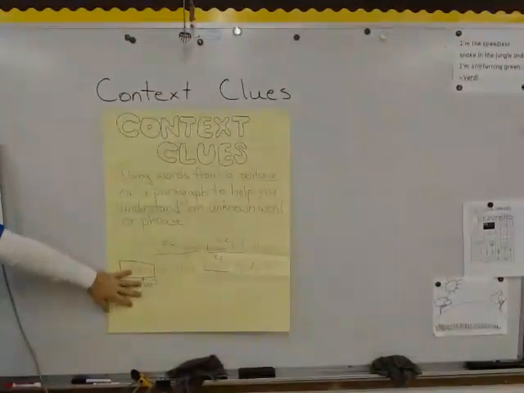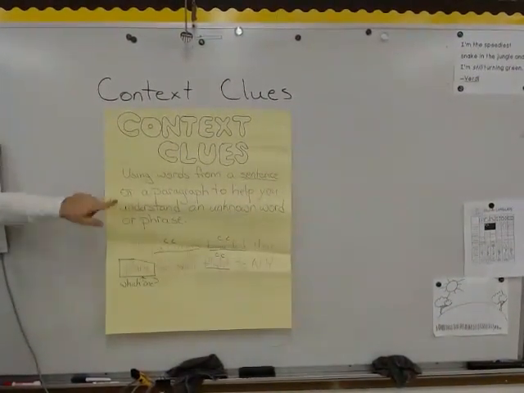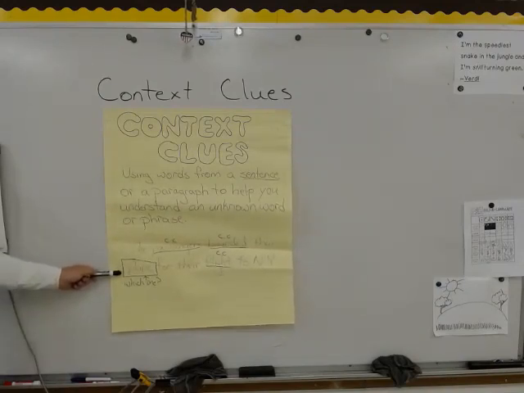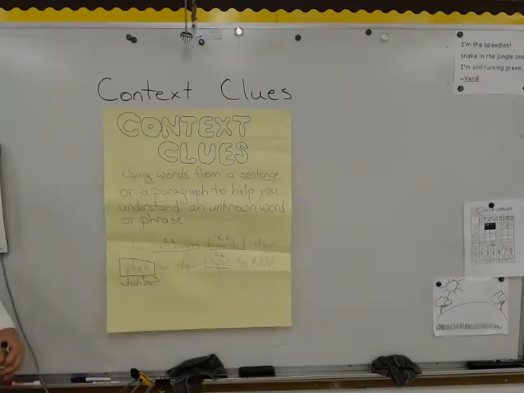Okay, so here we go. Context clues mean this: using words from a sentence or a paragraph, sometimes the information can come from anywhere in the paragraph, to help you understand an unknown word or phrase. Okay, so watch this. Let's pretend that when I'm reading, I see this word plane. And I know that the word plane has different definitions, doesn't it? And I'm not sure which one it's supposed to be. Context clues will tell me exactly what this word is supposed to be.